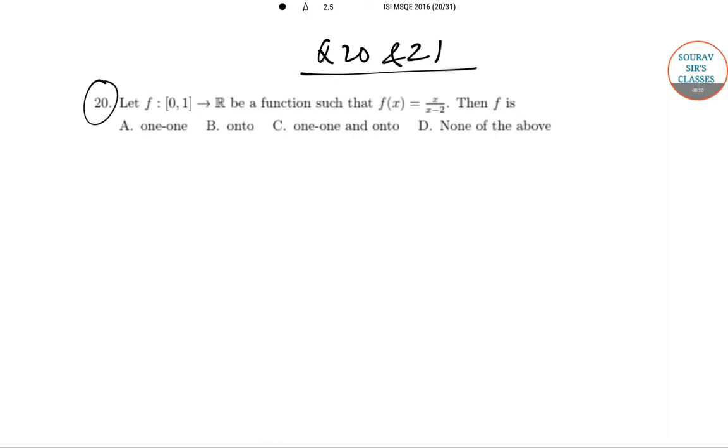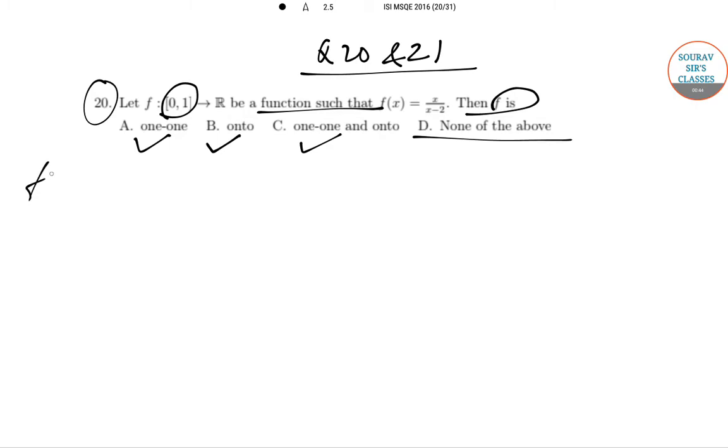In question number 20 it has been said that f is a function which goes from the closed interval 0 to 1 to R, and it is defined by f of x is equal to x upon x minus 2. Then we have to find out whether f is 1-1 or onto, or it is 1-1 and onto, or it is none of the above. Firstly, we'll write down f of x is equal to x upon x minus 2.